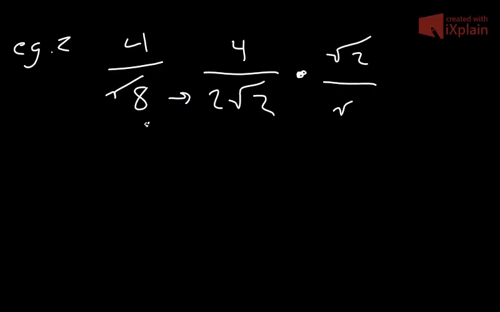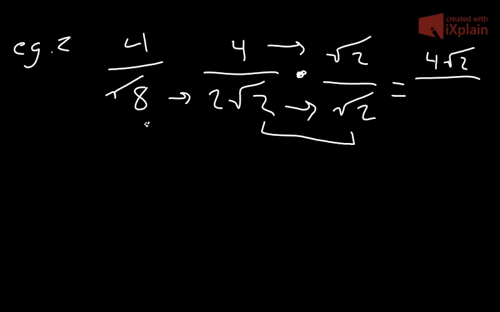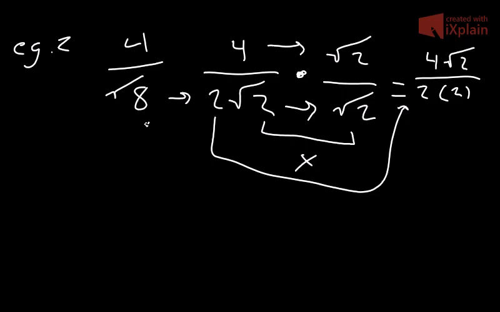Root 2 over root 2. Not cross multiply. Multiply across. 4 root 2 over, since we're multiplying root 2 by root 2, that cancels it out. So we just have a 2. And don't forget, we have a 2 up front. Root 2 by root 2, just 2. So now we have 4 root 2 over 4. Because 2 times 2 is 4.